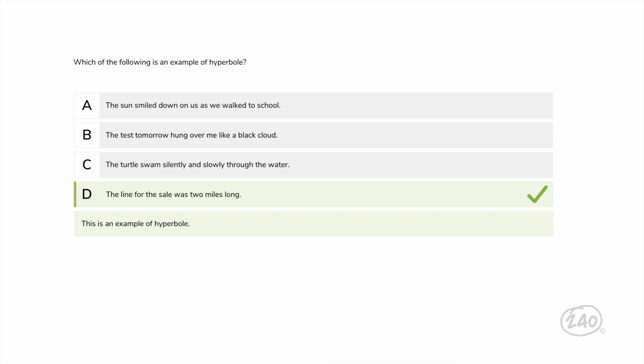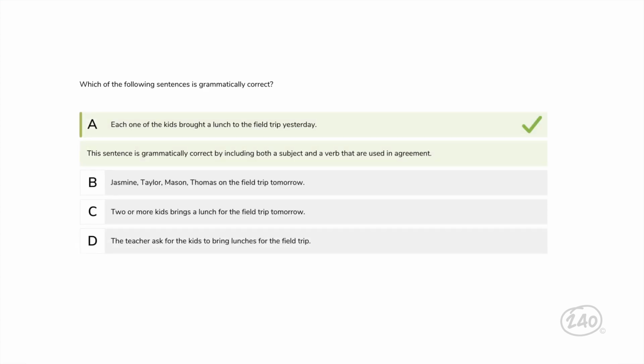Hyperbole is exaggeration. Remember when I said I might have a question about subject-verb agreement? Well, here it is. Which of the following sentences is grammatically correct? Each one of the kids brought a lunch to the field trip yesterday. Jasmine, Taylor, Mason, Thomas on the field trip tomorrow. 2 or more kids brings a lunch for the field trip tomorrow. The teacher asks for the kids to bring lunches for the field trip. Did you see which one has a subject and verb that are used in agreement? Yep, it's this one. Domain 1, done.